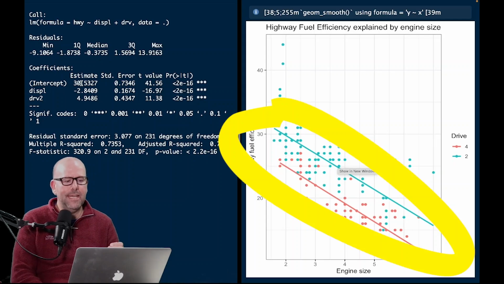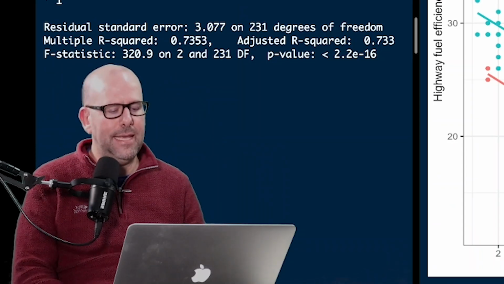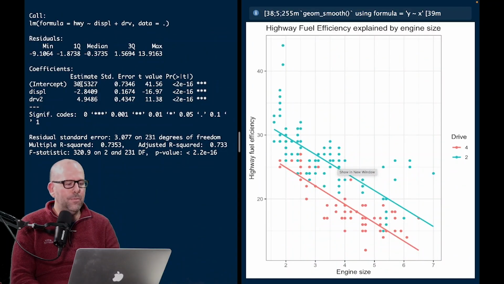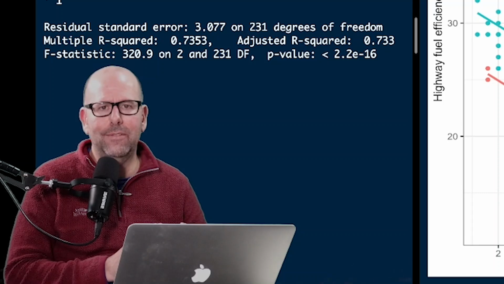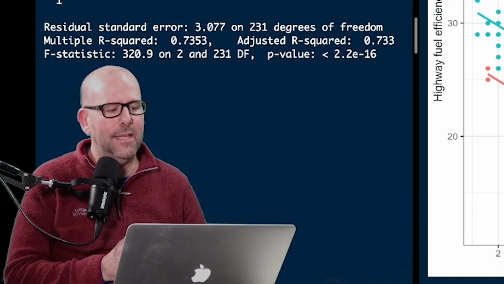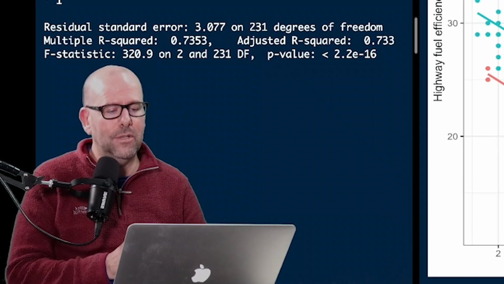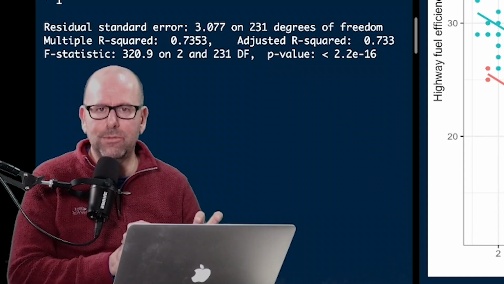And it's quite important to take note of this. What does that mean? It means that as engine size increases, the slope of four-wheel drive cars and the slope of two-wheel drive cars doesn't change. In other words, engine size doesn't interact with or have any kind of impact on the other variable, and vice versa. So these two variables don't interact with each other.